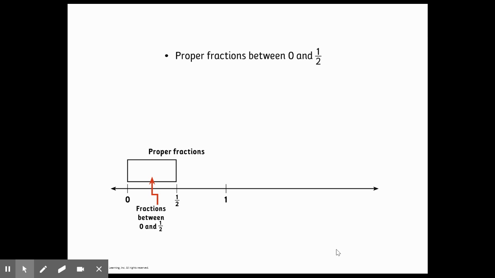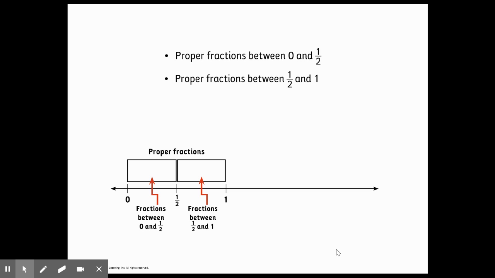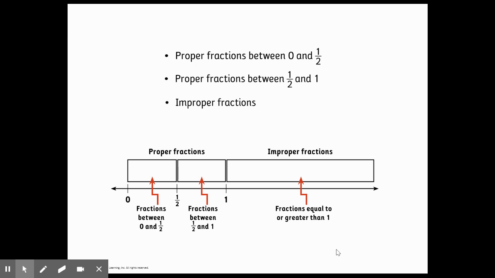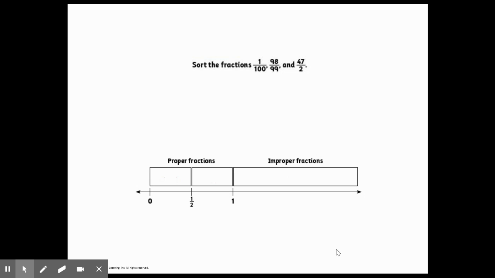Instead of finding exact locations, we'll sort the fractions into three categories: proper fractions between 0 and half, proper fractions between half and 1, and improper fractions that are greater than or equal to 1. Let's sort the fractions 1 out of 100, 98 out of 99, and 47 over 2 into three categories. We'll start with 1 out of 100.